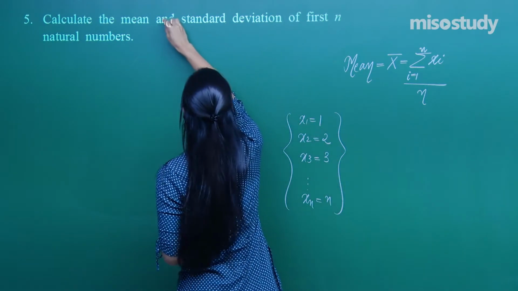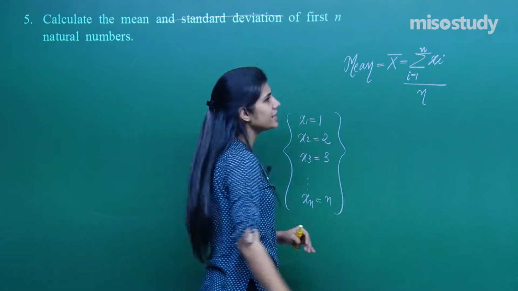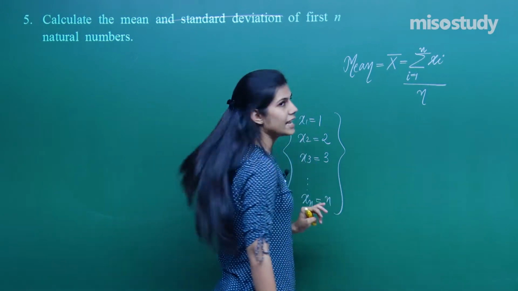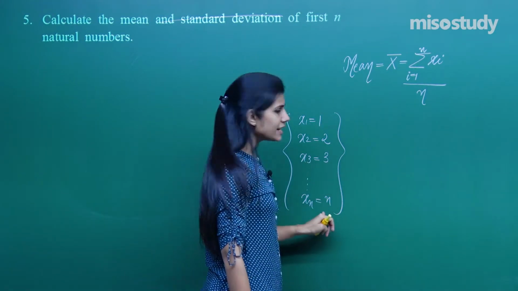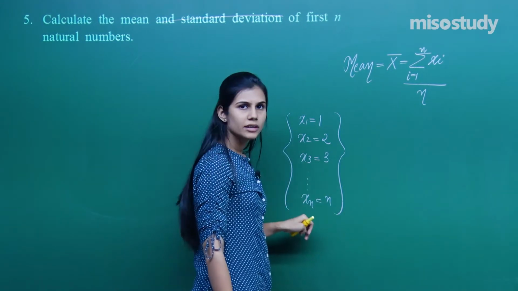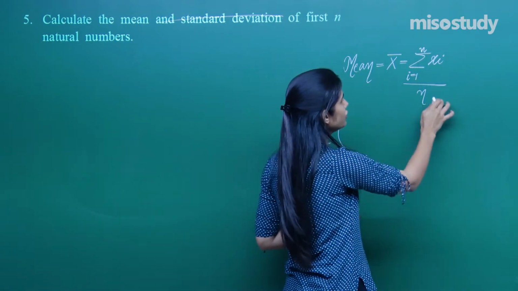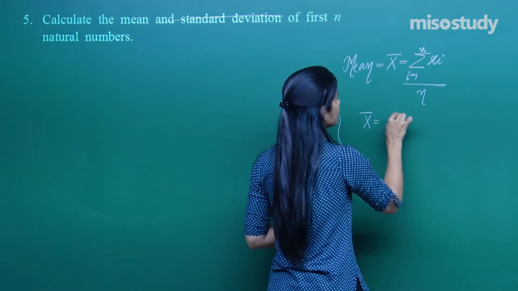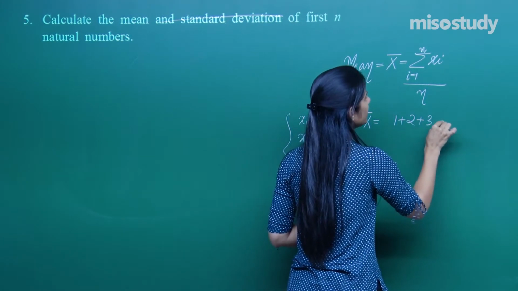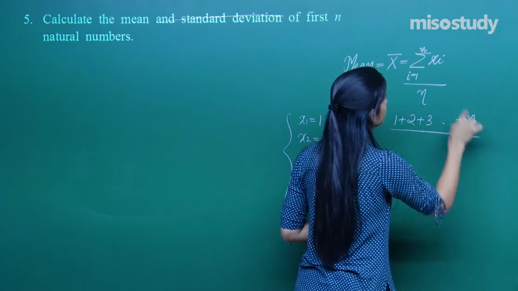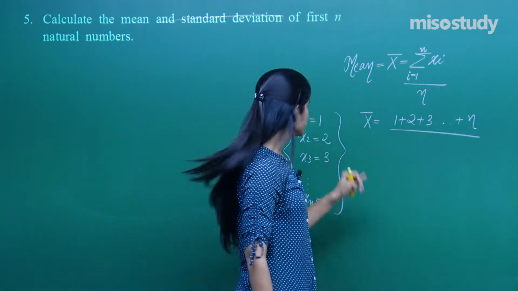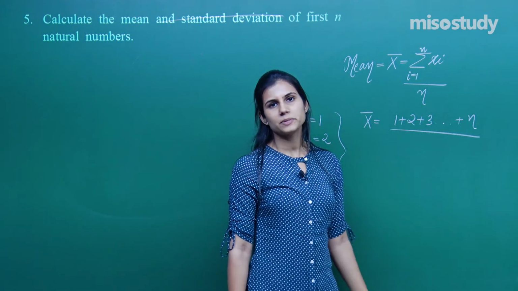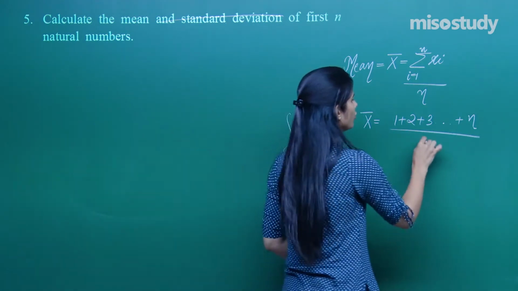Here you are not supposed to evaluate the standard deviation. That would be asked for 6 marks. Here you will just be asked the mean for first n natural numbers. If I wish to calculate the mean, how would I do that? Add. So it's 1 plus 2 plus 3 plus up to n, the sum of first n natural numbers, because these represent my x1, x2, x3 up till xn individual observations, whole upon n.